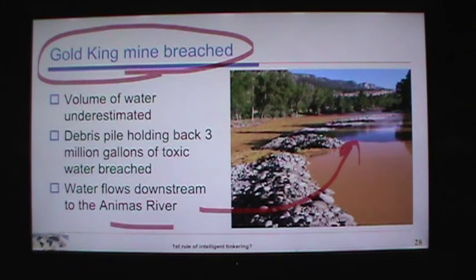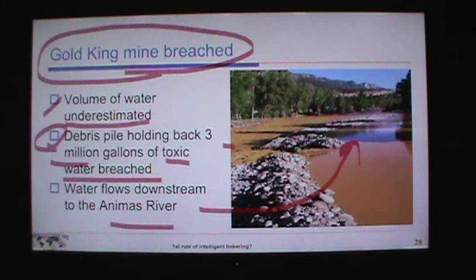which I believe is the water supply for Taos, New Mexico. The volume of water was grossly, vastly underestimated. Turns out that debris pile that had closed off the mouth of the mine was holding back 3 million gallons of toxic wastewater. All that water made it into this river, the water supply for Taos. It took a little while for it to clear out. They have since, I believe, finally closed the mine. But all this toxic water flowed downstream to the ocean. I think it goes to the Gulf of Mexico ultimately.